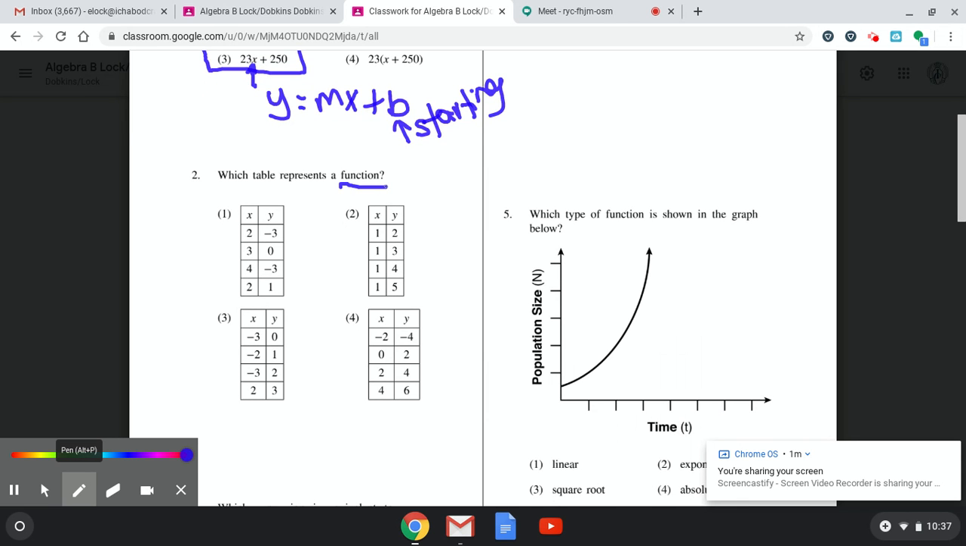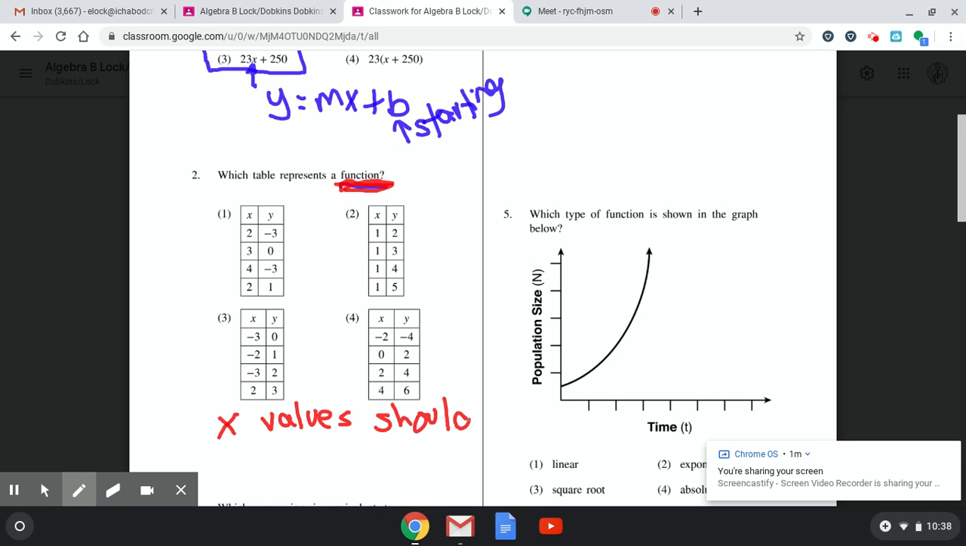Now, we've reviewed functions a couple times in the last few mixed reviews. Does anyone want to tell us what should not repeat? Thank you, Lizzie. X values should not repeat. And that's just a little clue when you're looking at these tables. That's not going to be our explanation for some of these questions. So what choice is it going to be so that the x values do not repeat?